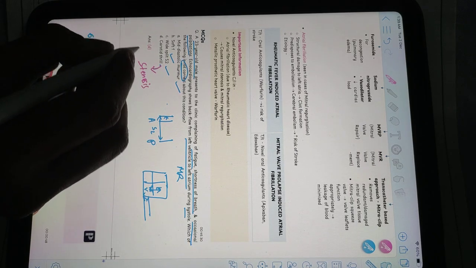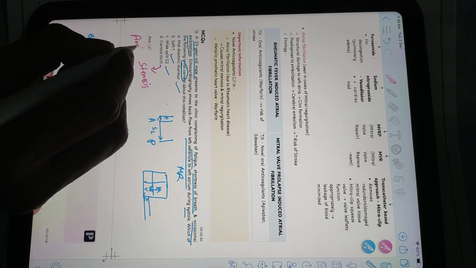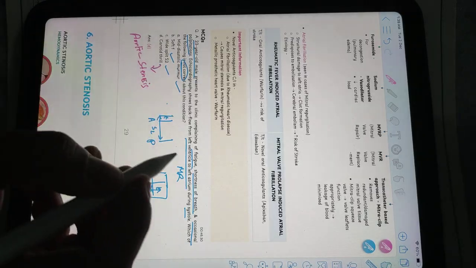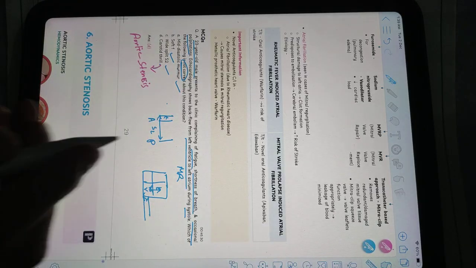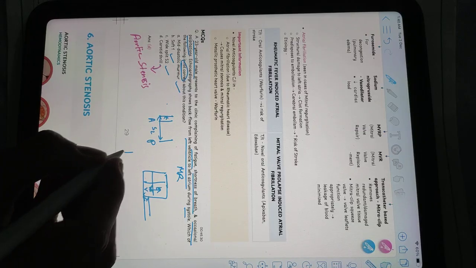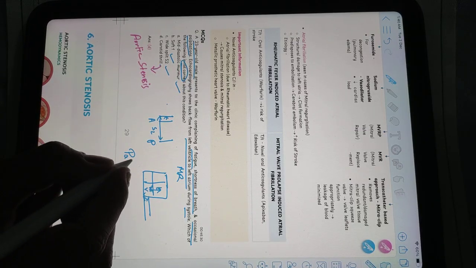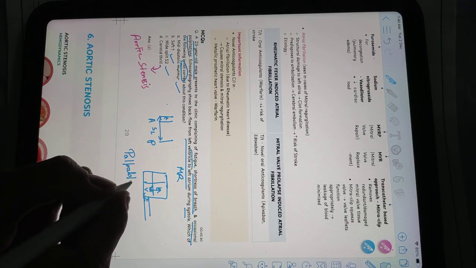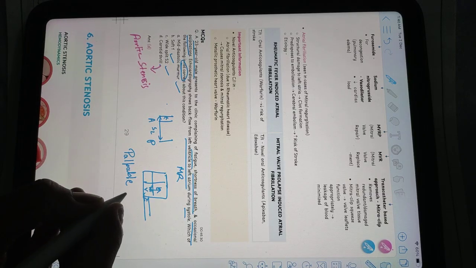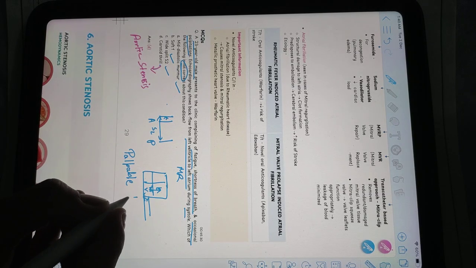Okay, mostly aortic stenosis. Here we have a palpable thrill, a thrill that I don't need to hear only, I can even feel as well.